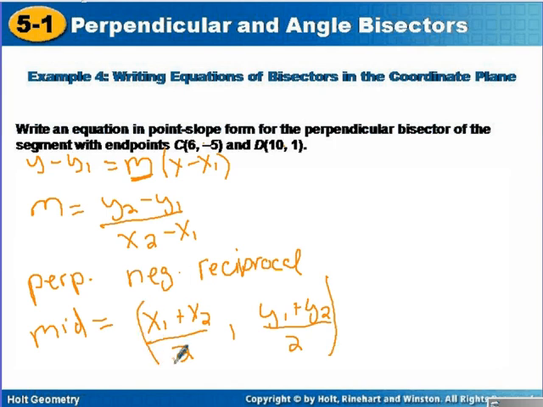So then you'll have a midpoint. And then once you have a midpoint, you will use this midpoint to fill it in here. So you'll go y minus whatever this y was equals m, that's your perpendicular slope, times x minus whatever you get for x here. Good luck.